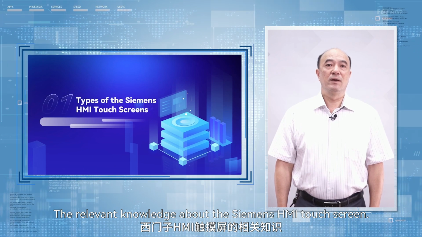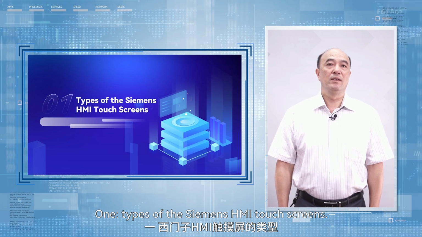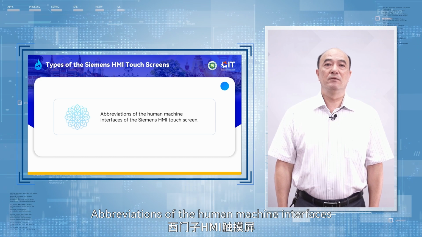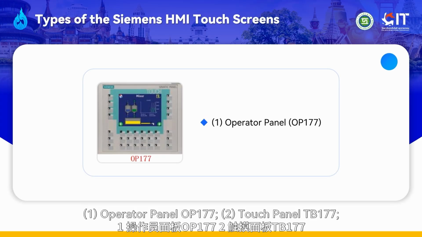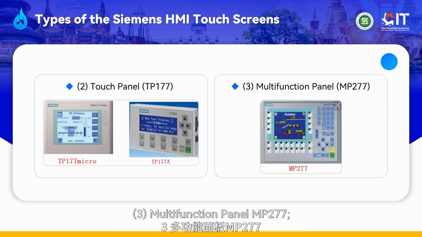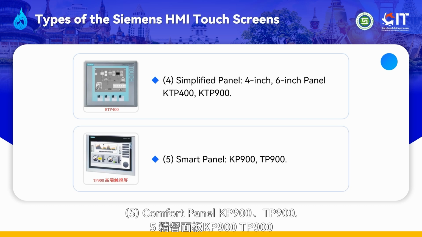The relevant knowledge about the Siemens HMI touch screen. 1. Types of the Siemens HMI touch screens. Abbreviations of the human-machine interfaces of the Siemens HMI touch screen: 1. Operator panel OP177. 2. Touch panel TB177. 3. Multifunction panel MP277. 4. Simplified panel KTP400, KTP900. 5. Comfort panel KP900, TP900.